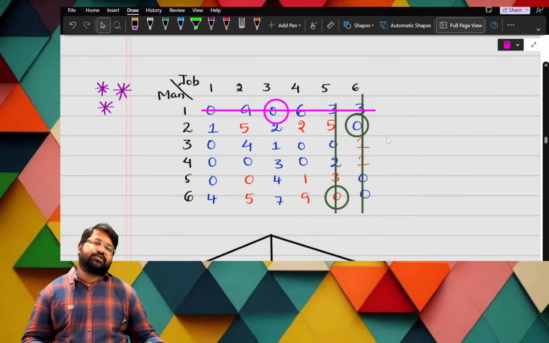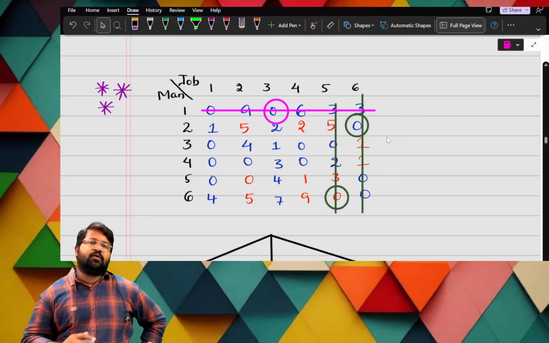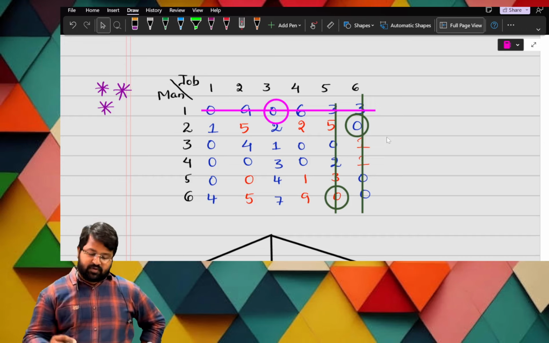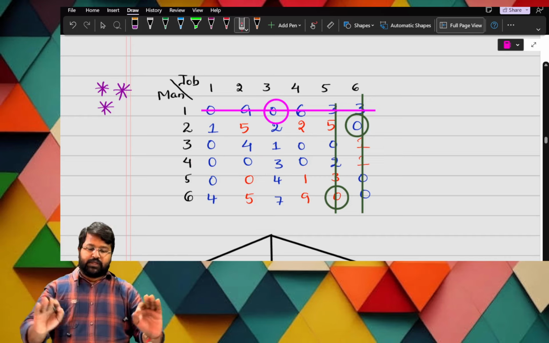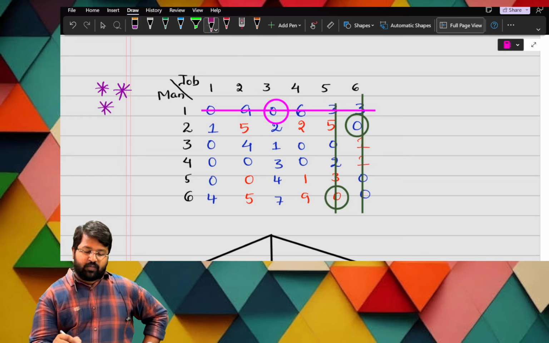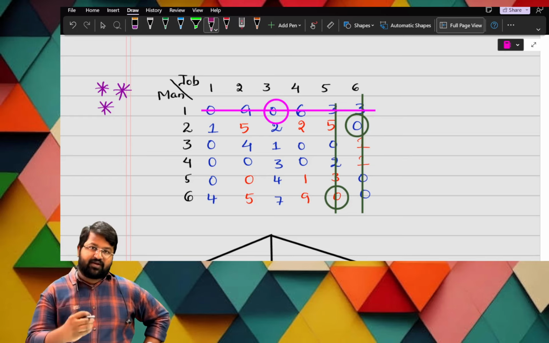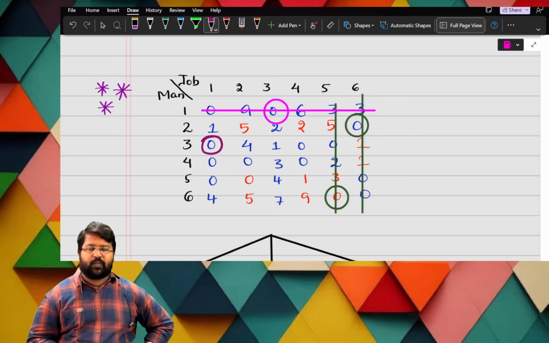You pay utmost attention. Now, you take any zero from the remaining zeros, any zero as you wish. For example, to avoid confusion, I'm starting with this simple one. Let us take this zero. Okay, I have taken that zero.